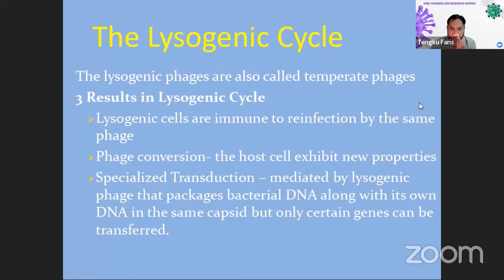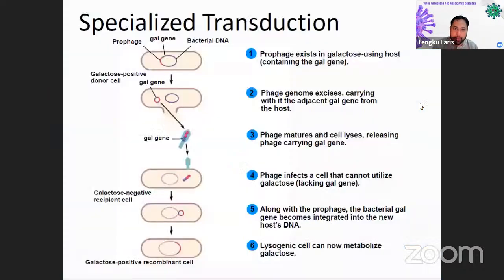They have these pathways or the cycle step by step. I think you can read it through too. The specialized transduction is also similar. Just to give you an overview, this is an example in the case of galactose positive. I would like you to focus on this because it's important for you to understand the whole process.